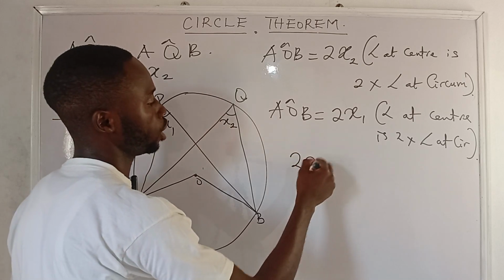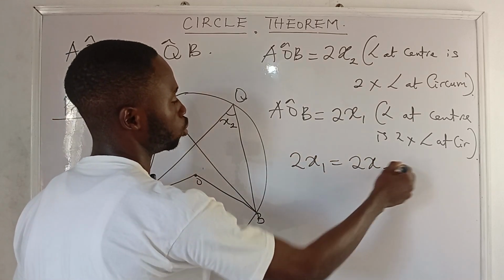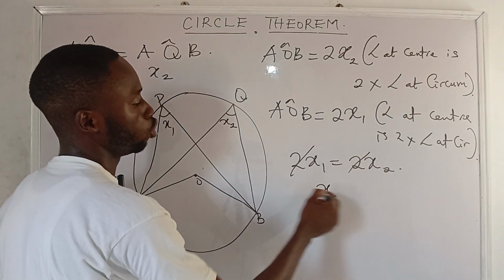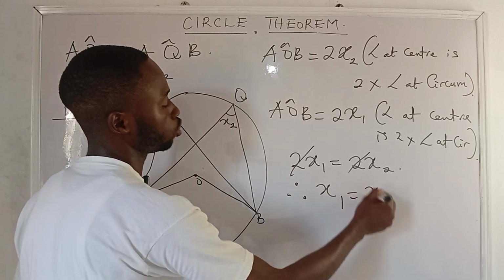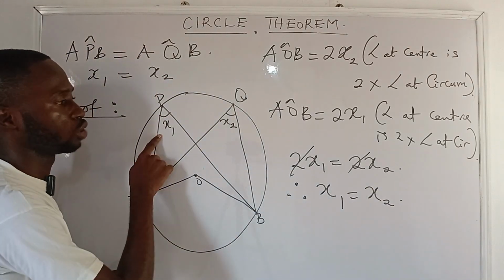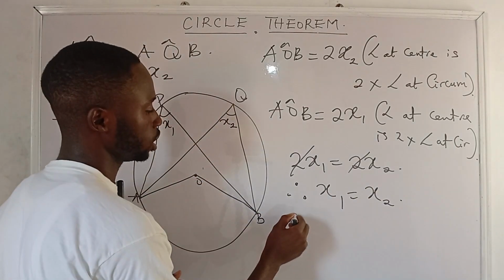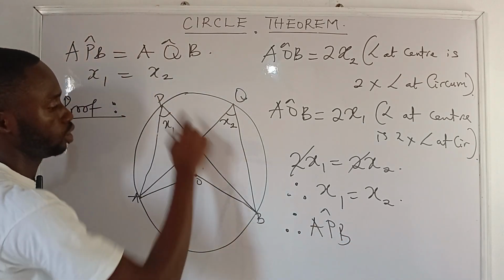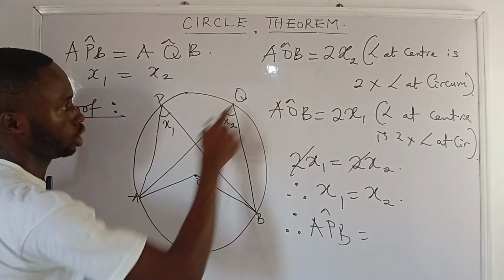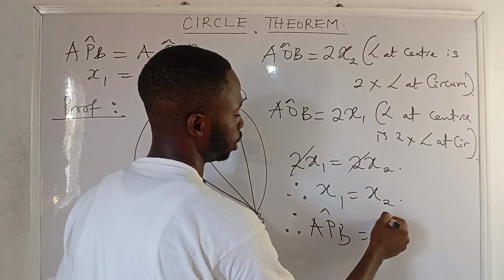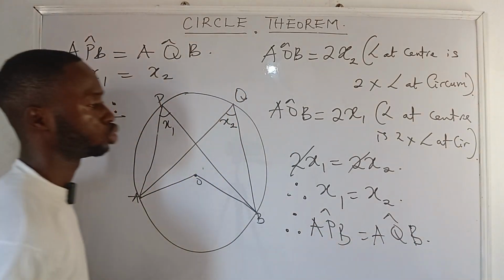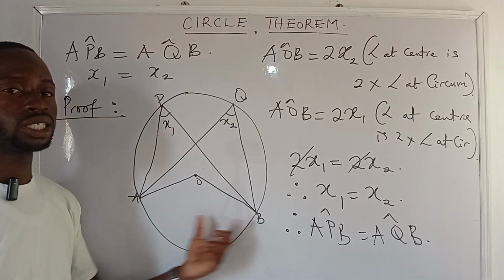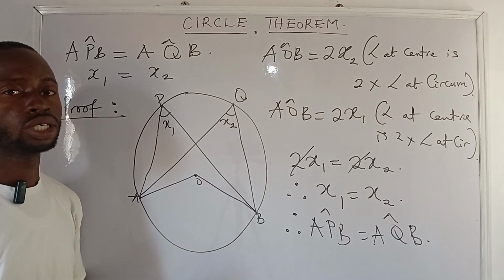Now, since both equal AOB, we could equate them together. So we could say that 2x1 is equal to 2x2, right? These two cancel 2, and we'll have that x1 is equal to x2. That is, this angle is equal to this angle. So we can say that APB is equal to AQB. So we've just shown that angles subtended by the same segment are both equal.